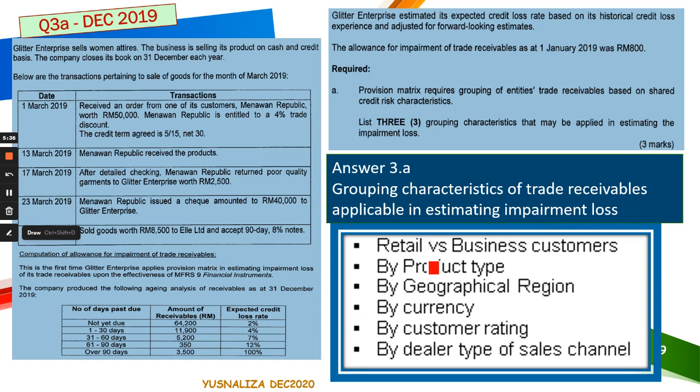Maybe you can group them by type of product, sometimes by where they are located, by geographical region, by currency, maybe by foreign currency versus local currency, maybe euro, maybe US dollar, or Malaysian ringgit. By rating of the customer: the higher the risk, maybe the higher the expected credit loss. Or maybe the dealer type. Basically that. So you can just list down, and any three of these will give you 3 marks.